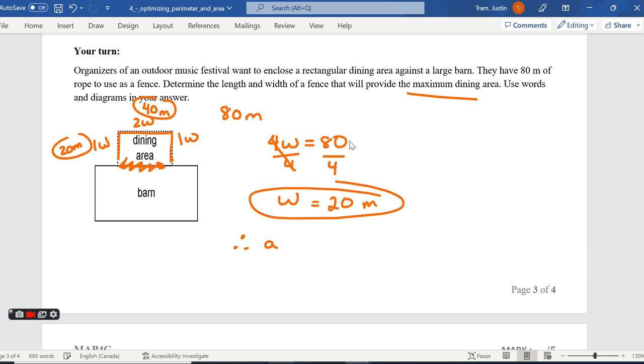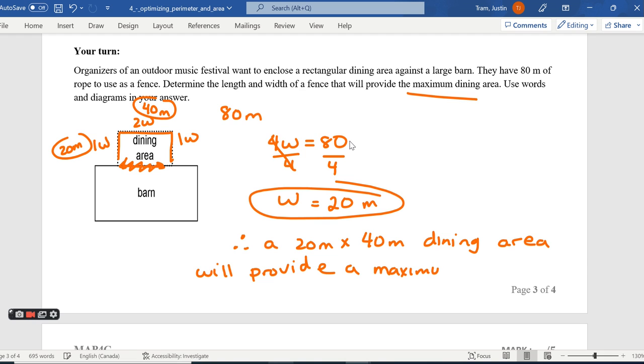So therefore, a 20 meter by 40 meter dining area will provide a maximum area with 80 meters of rope.